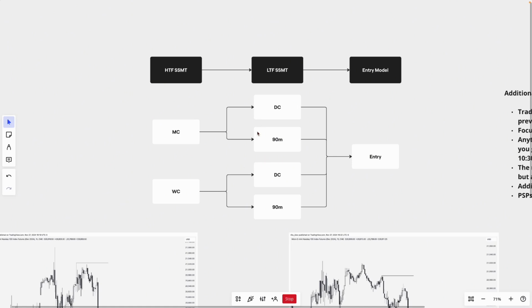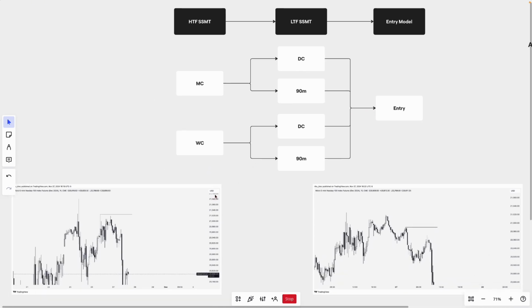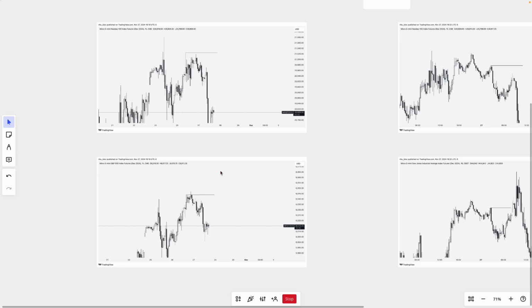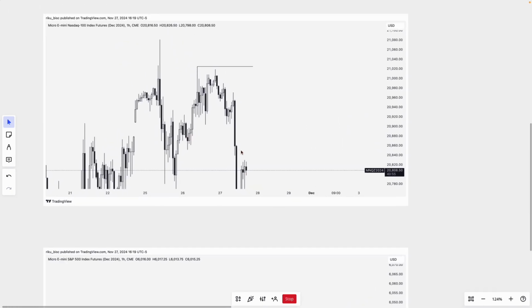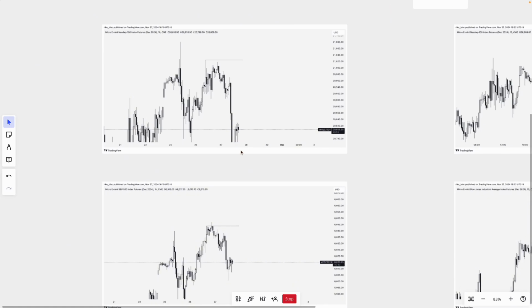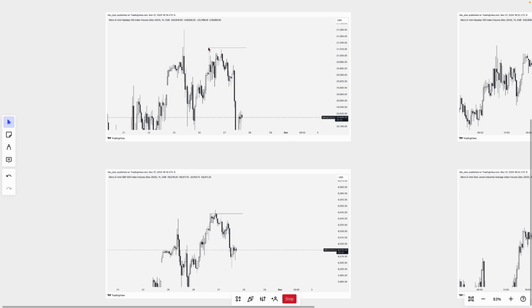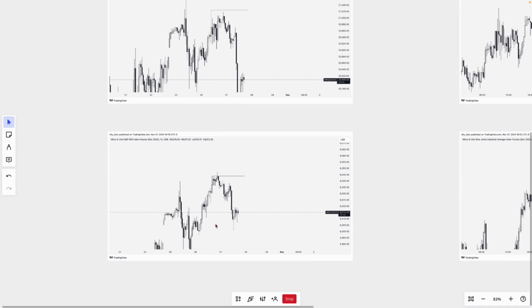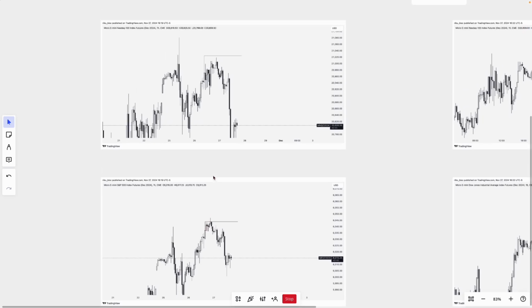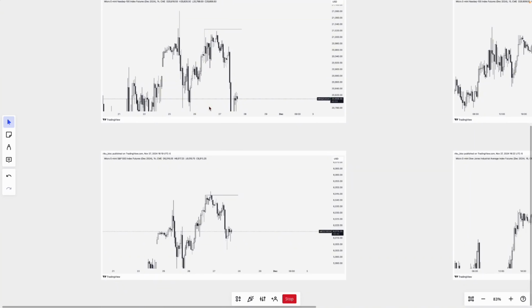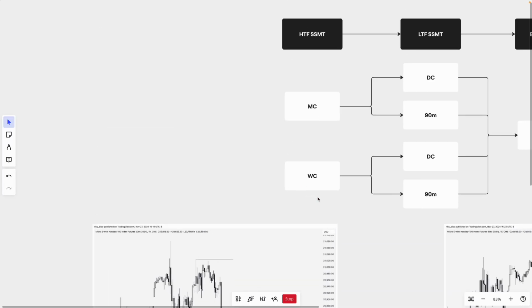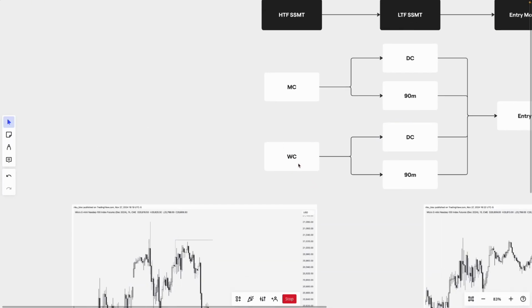And then once we have these two stages of SMTs, that's where we can look to have our entry. Now I've got some examples here. So first, this is an example of today, the 27th of November. So on NQ, here we have previous day high being marked out. And on ES, we have previous day high being marked out. We have ES trading above, NQ trading below. This is a weekly cycle sequential SMT. That's stage one. So in this example, it's this bottom one.